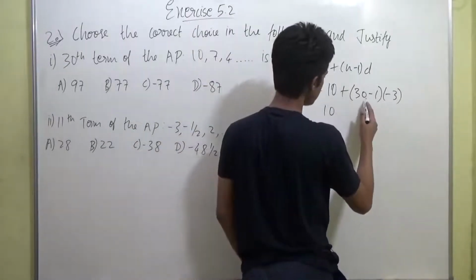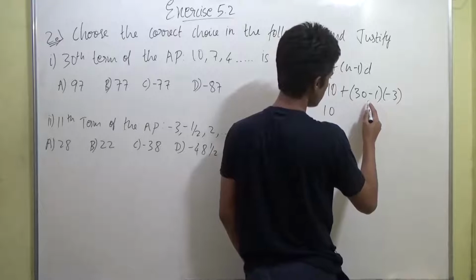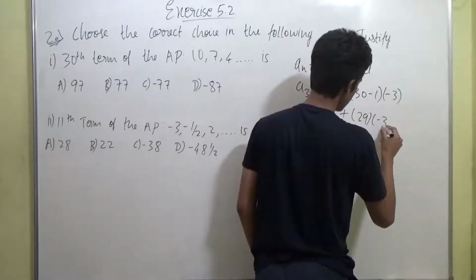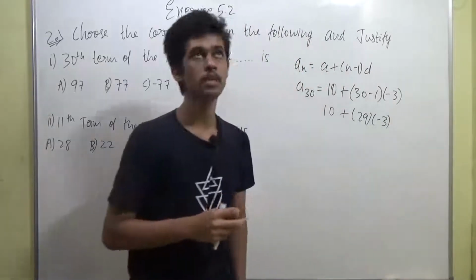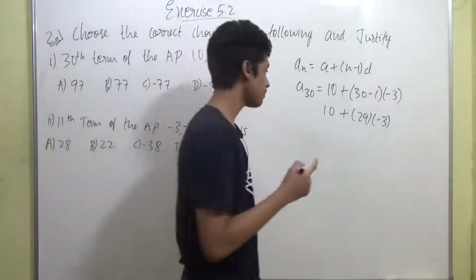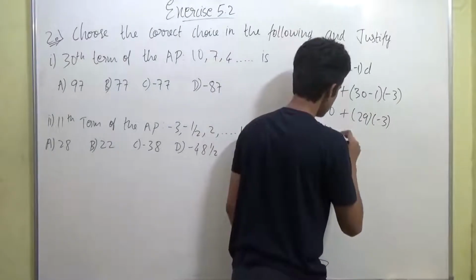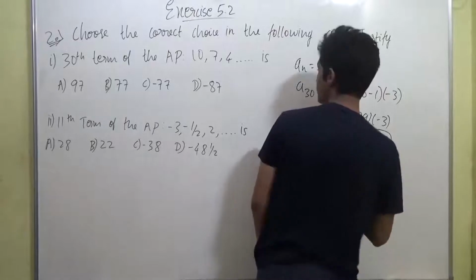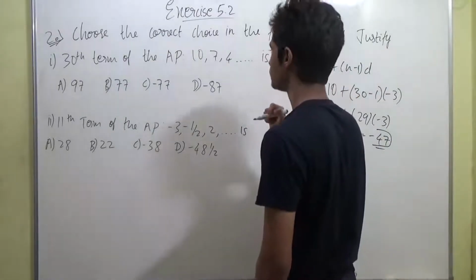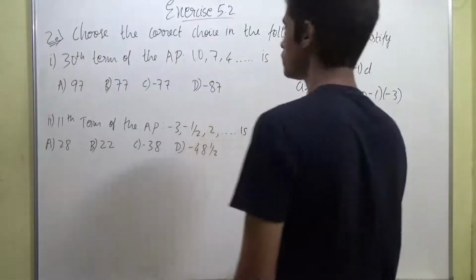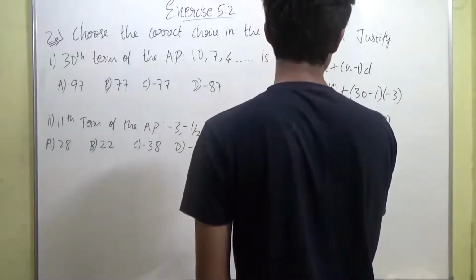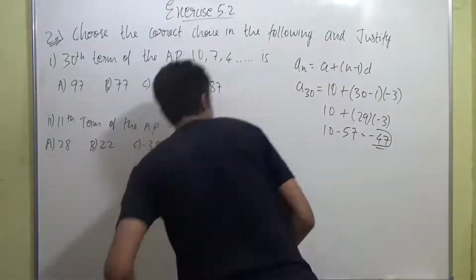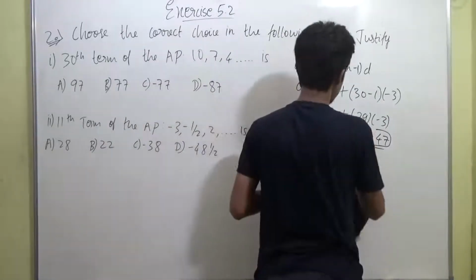10, this becomes 29 into minus 3, so it becomes 29 into minus 3. 29 into minus 3 is, what's it? Minus 57, so it is 10 minus 57, which is equal to minus 47. Done, guys. So which option is correct? There's no option minus 47. How come it's possible? Oh, sorry guys, it's not minus 57, it's minus 87.